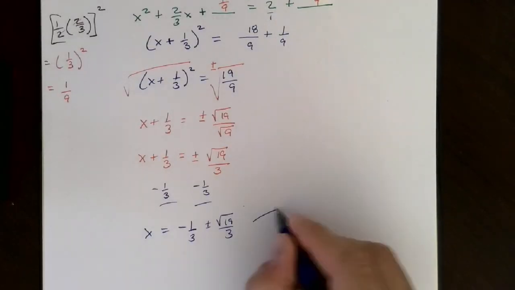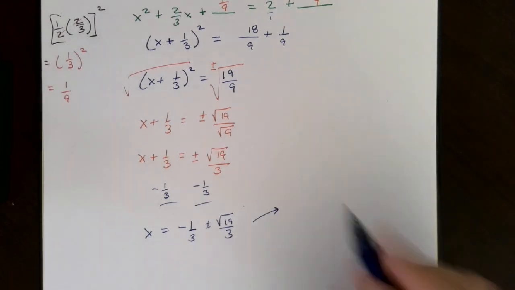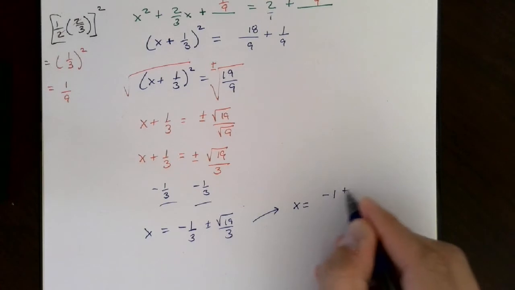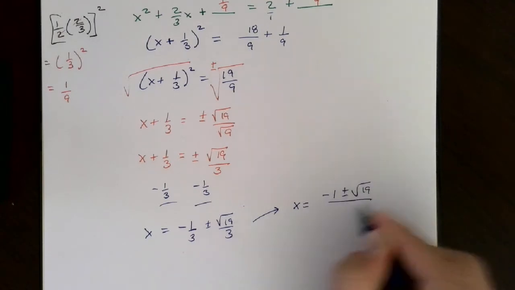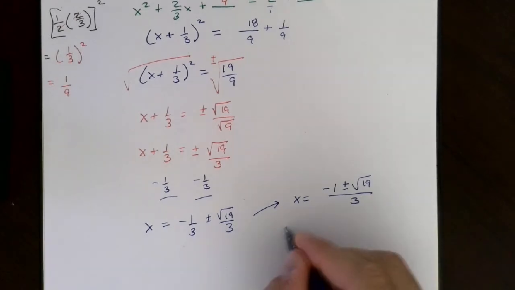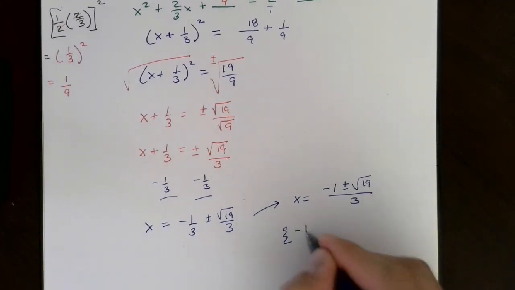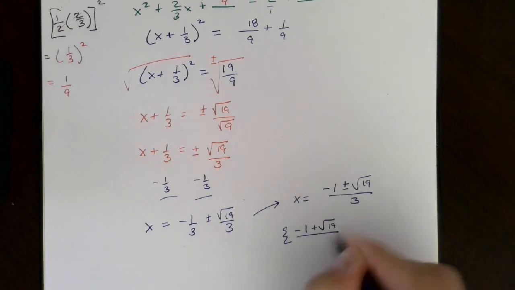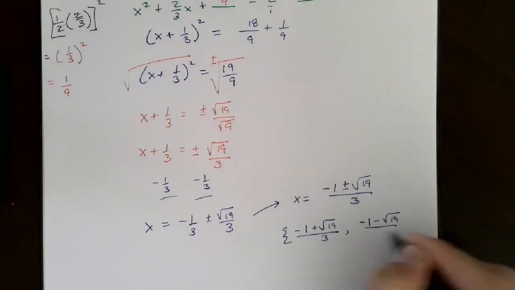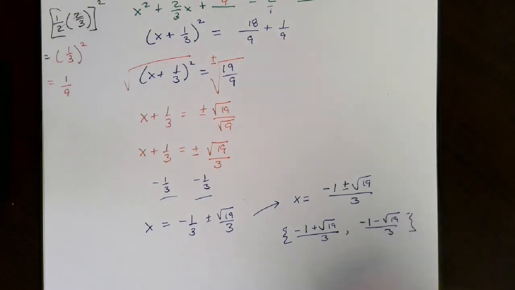But what you can do is, since they have a common denominator, you could add them as a single fraction, and you could write this as x equals negative 1 plus or minus the square root of 19 all over that denominator of 3. And remember, this is two answers. Negative 1 plus the square root of 19 all over 3, and negative 1 minus the square root of 19 all over 3. You can combine them in the numerator because they already have a common denominator, but they're not like radicals, so you can't combine them any further than that.